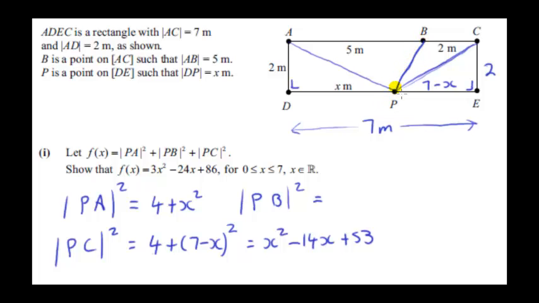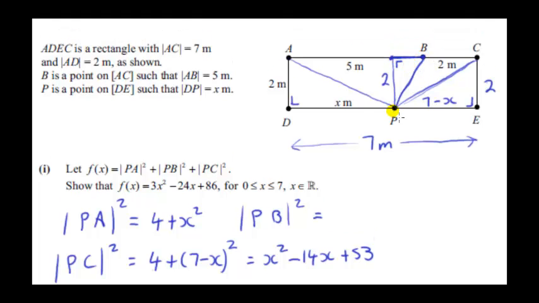Now what about PB squared? This is less obvious. Well, again we can take PB squared as the square of the hypotenuse of this right angle triangle here. So what are the two short sides? Well, this side is obviously 2. This side is the same as the side of the rectangle. What's the distance from here to here?